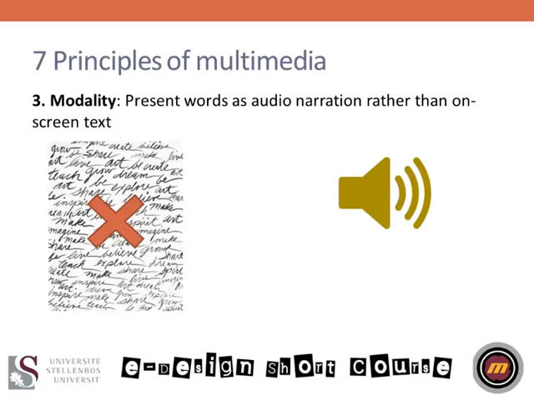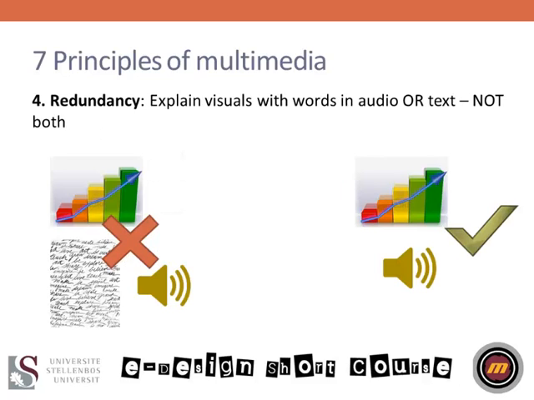This is quite helpful. The third principle is modality. And this is interesting because the use of sound, the personal voice, I think makes a difference. I believe that really. It says present words as audio narration rather than on-screen text. Obviously, at certain times one wouldn't have audio, and you would just have students read through things. But if you can add audio, especially audio narration, rather than on-screen text, it really makes a difference. It increases the learning potential.